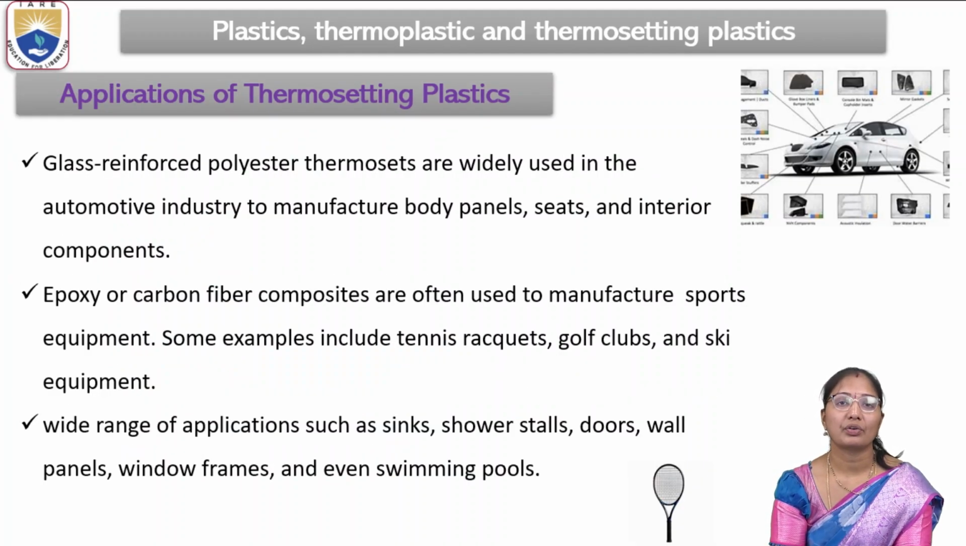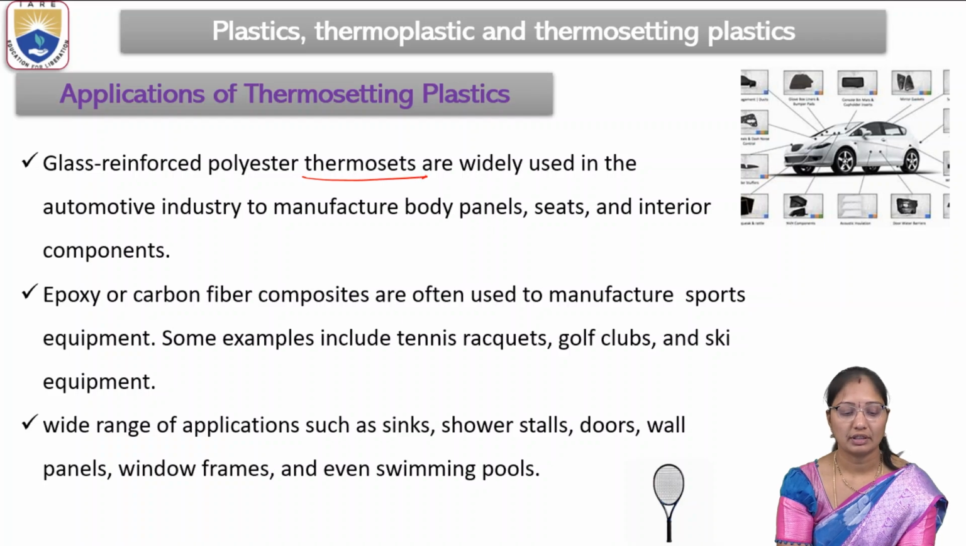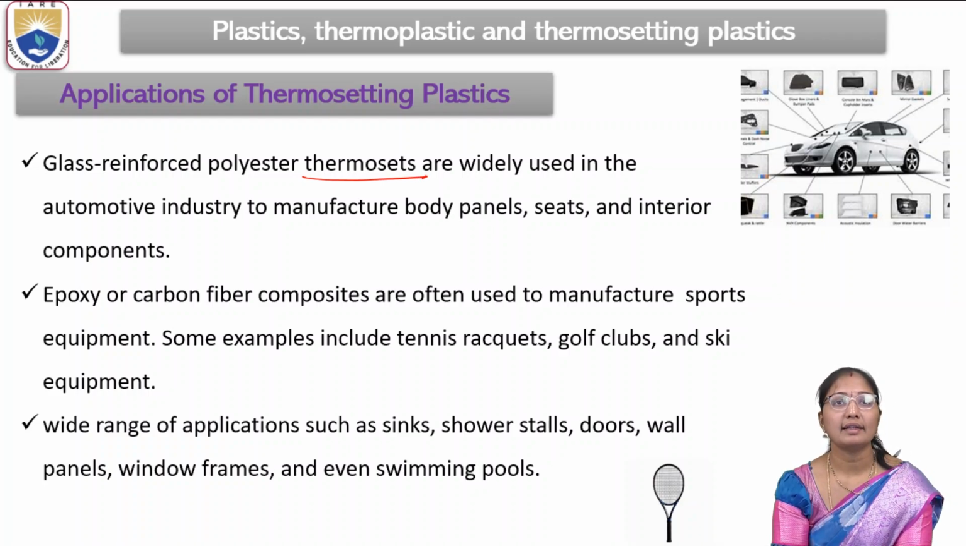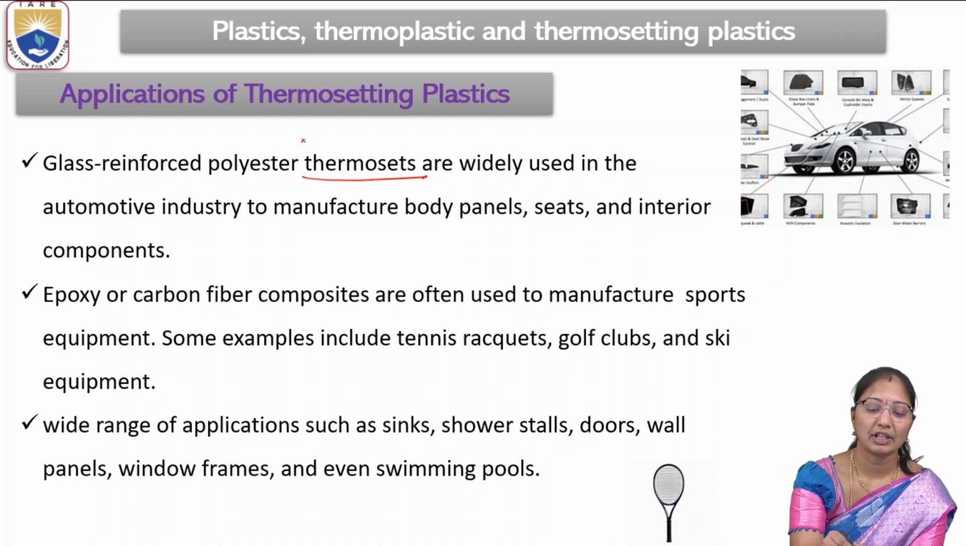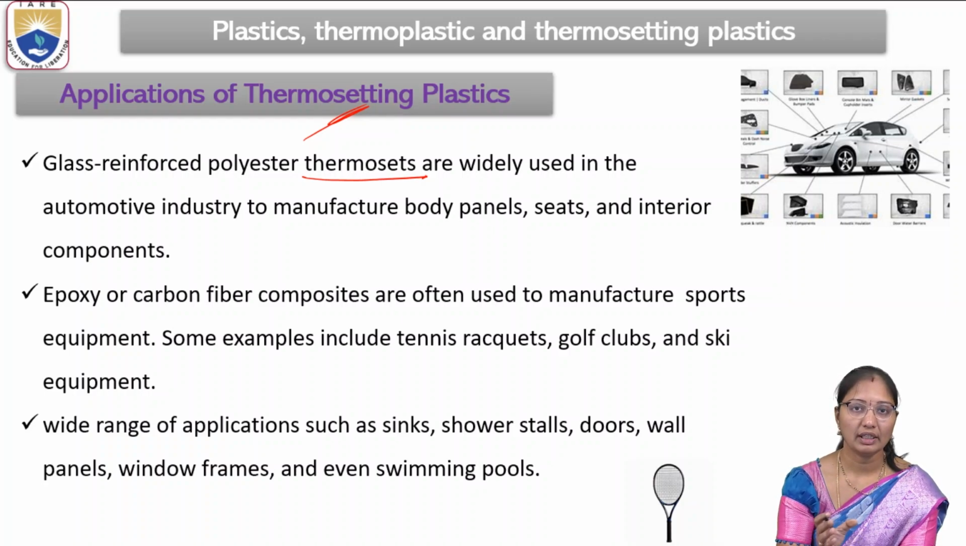What are the applications of thermosetting plastics? Glass reinforced polyester thermosets are widely used in the automotive industry to manufacture body panels, seats and interior components. The parts which should have a permanent structure and high strength are made of thermosetting polymers, while thermoplastics, which are lightweight, less strong and flexible, are also used in the automotive industry.